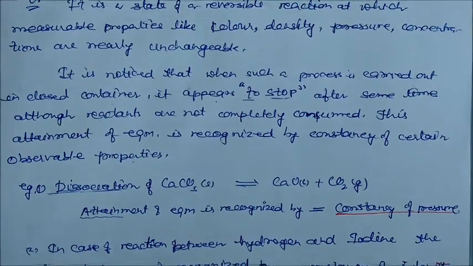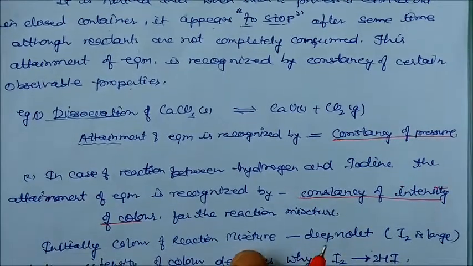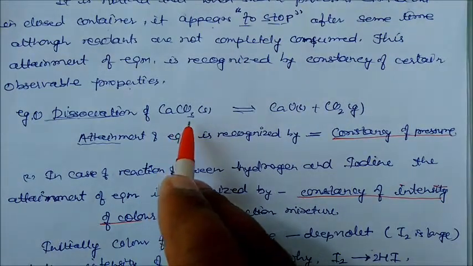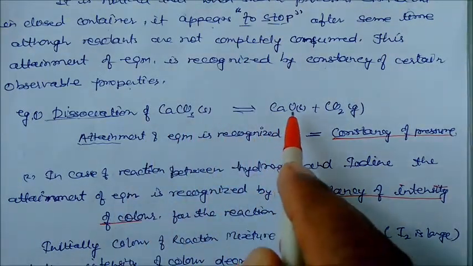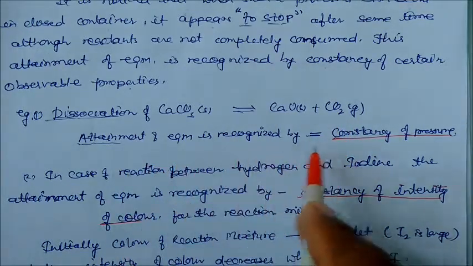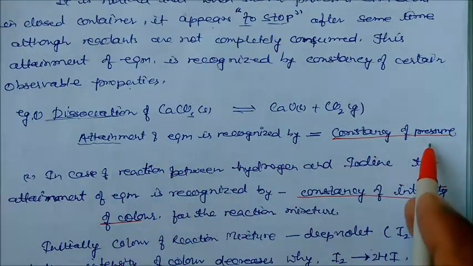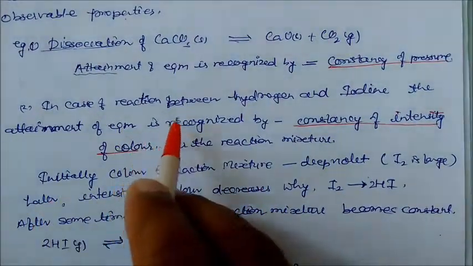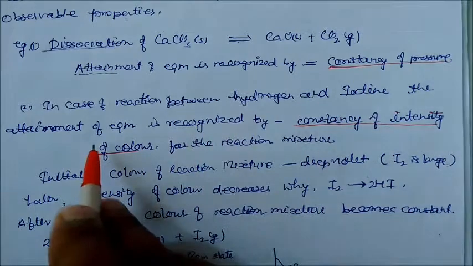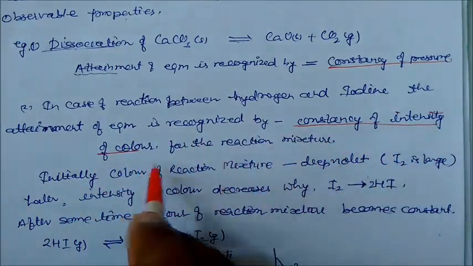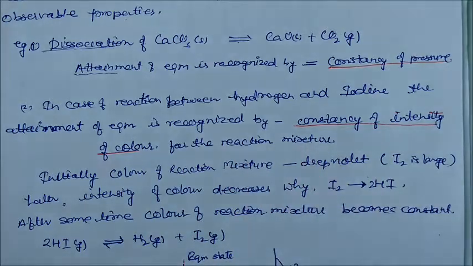Let us see which are the observable properties. Take the dissociation of calcium carbonate, which gives calcium oxide plus carbon dioxide. The attainment of equilibrium is recognized by constancy of pressure. In the case of the reaction between hydrogen and iodine, the attainment of equilibrium is recognized by constancy of the intensity of color of the reaction mixture. How?